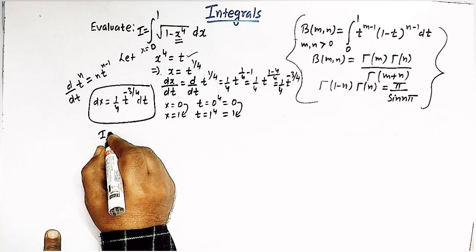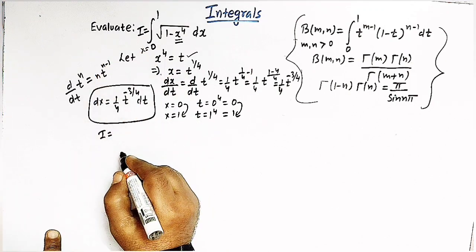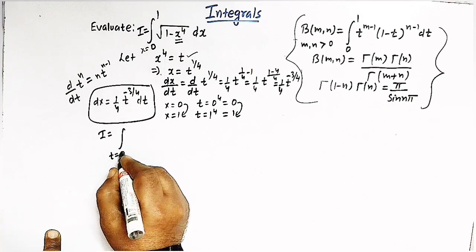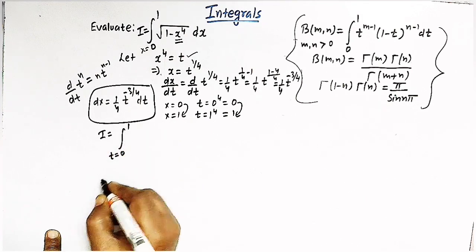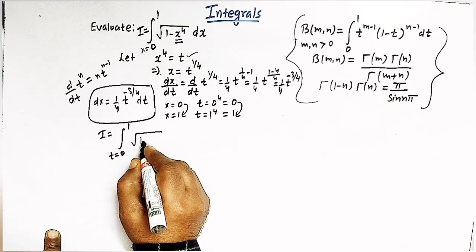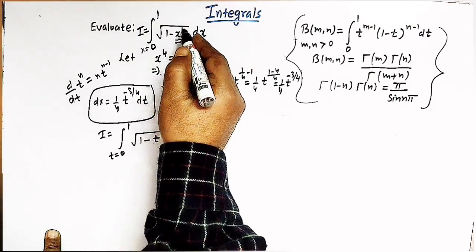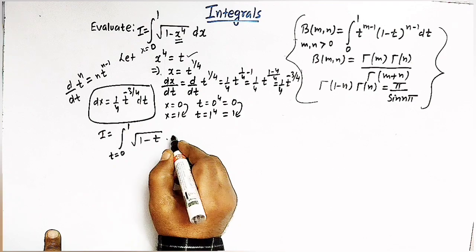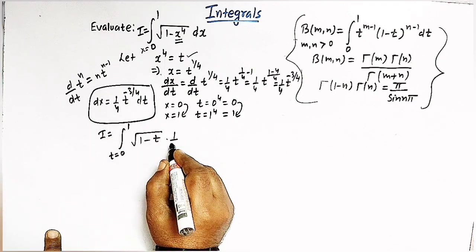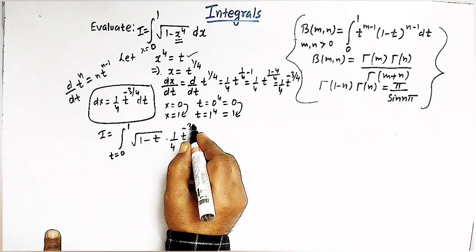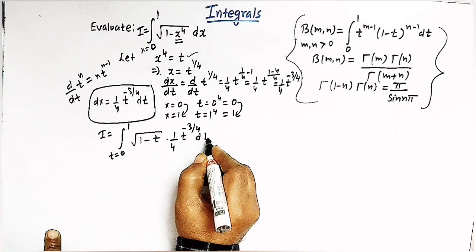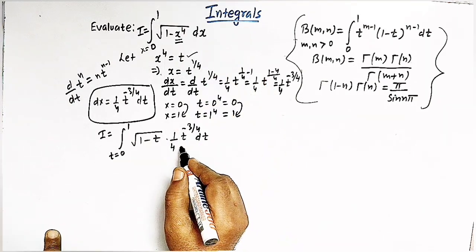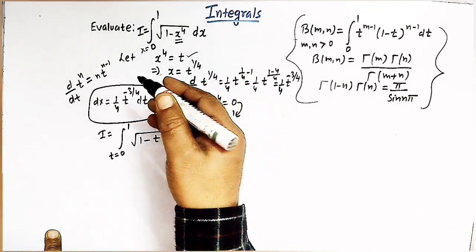So we can now write this integral I in terms of t, right? So we can now write t is equal to 0 to t is equal to 1, and we have square root of 1 minus t. For x raised to 4, we'll write t, and for dx we can write 1 over 4 t raised to minus 3 by 4, and here we have dt, right? So now this integral is reduced to this one by the method of substitution.